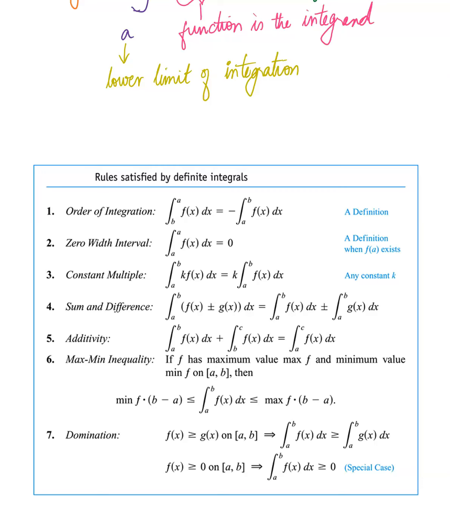Now we also have domination. Domination is if one function is bigger than the other function, like if f of x is greater than g of x, then it means the area under the curve for f of x will also be greater than the area under the curve of g of x, which is indicated by using the integral signs. The definite integral from a to b of f of x dx is greater than or equal to the definite integral from a to b of g of x dx.